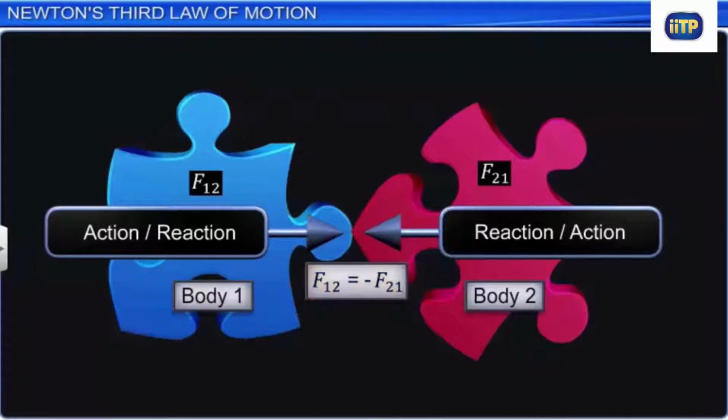Here, F12 is the force applied by body 1 on body 2, and F21 is the force applied by body 2 on body 1. The minus sign indicates the opposite direction.